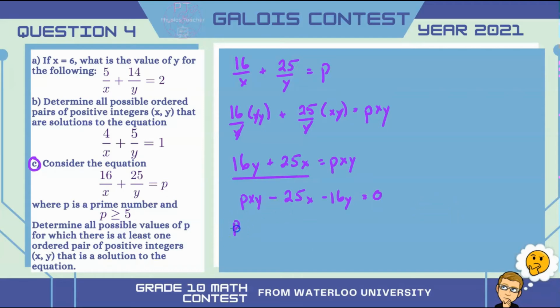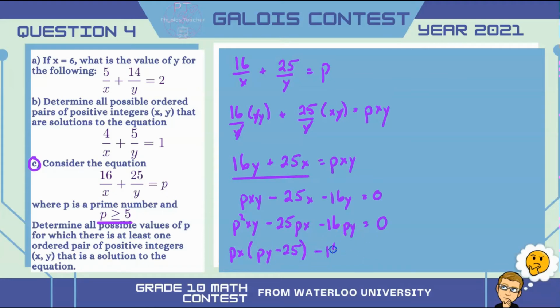So that's going to give me p squared xy minus 25px minus 16py, and that is all going to equal 0, because 0 multiplied by some integer that's not 0 is just 0. And I know that p is not 0 because it says p is greater than or equal to 5. So now I can pull out a px from the first term, which leaves me with py minus 25.